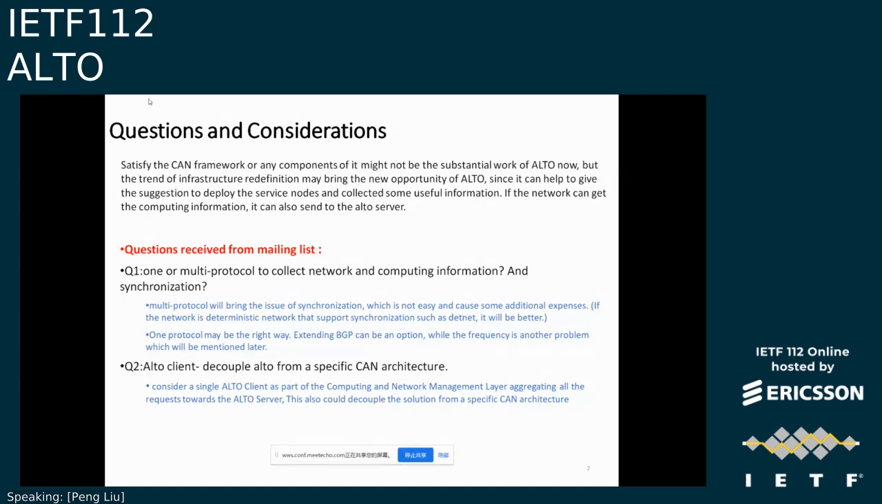And another question is to decouple auto from the specific CN architecture. It's a good way to combine them and to also find some way to solve the problems now.